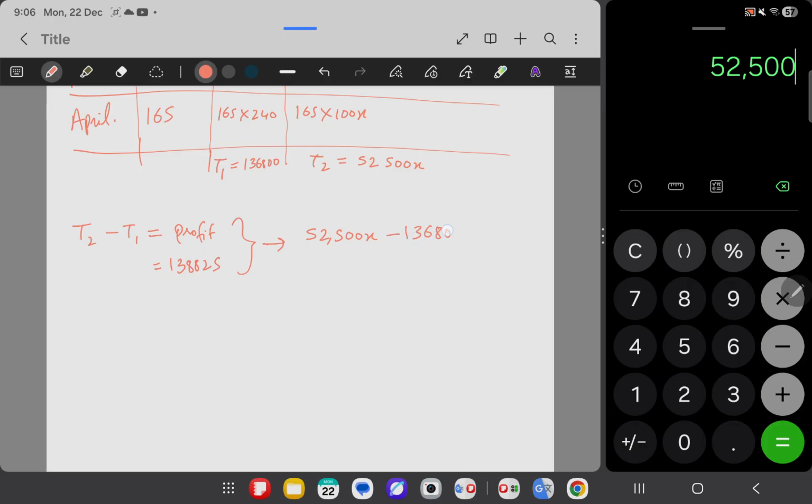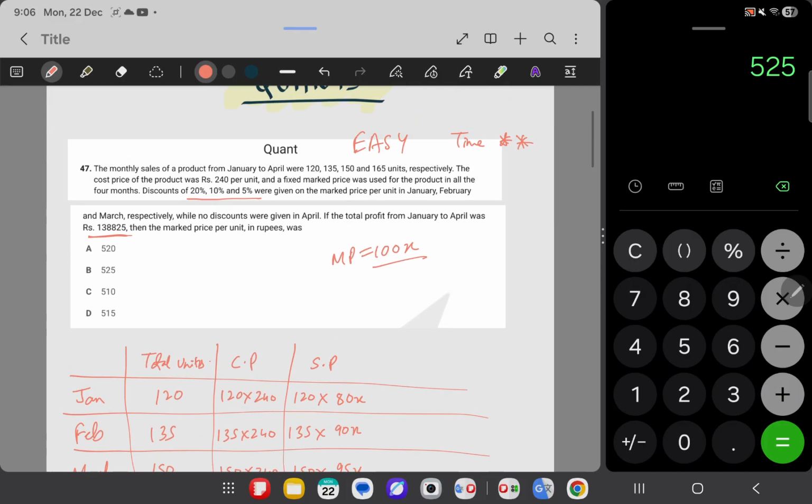So writing this again, 52500x minus 136800 equals 138825. So 52500x equals 138825 plus 136800. So we are getting 2,75,625. If we divide it by 525, so 100x equals 525. So this is our answer. Option will be 525, option B.